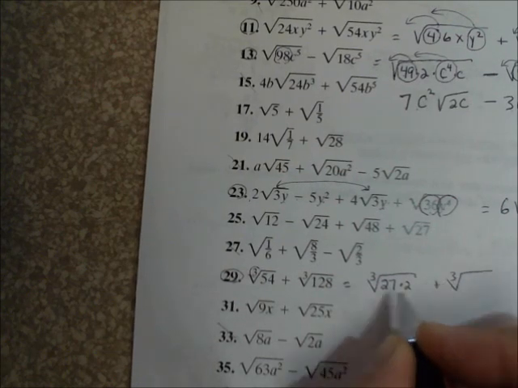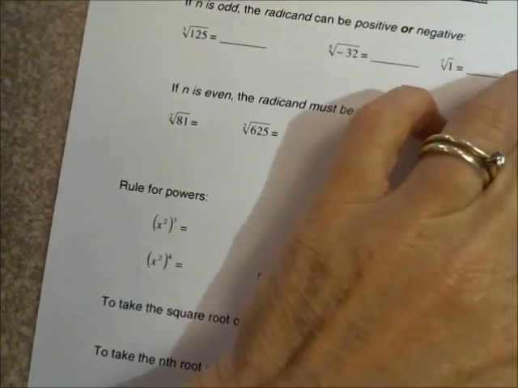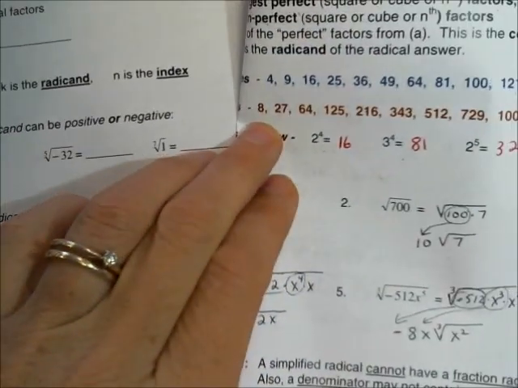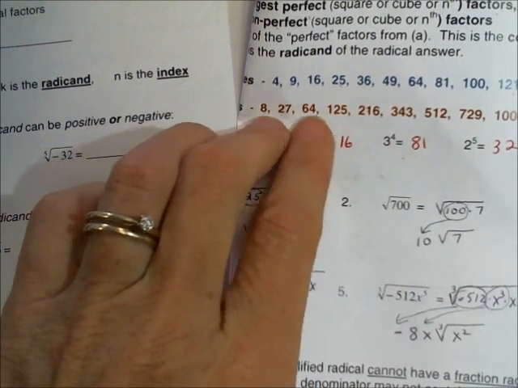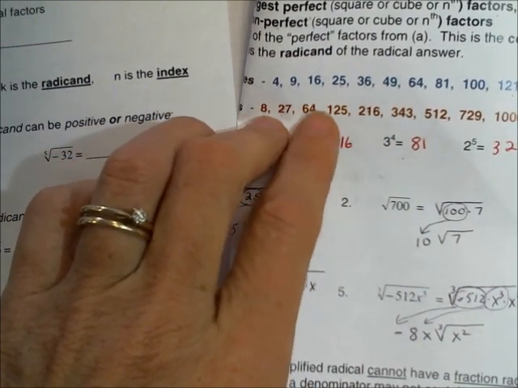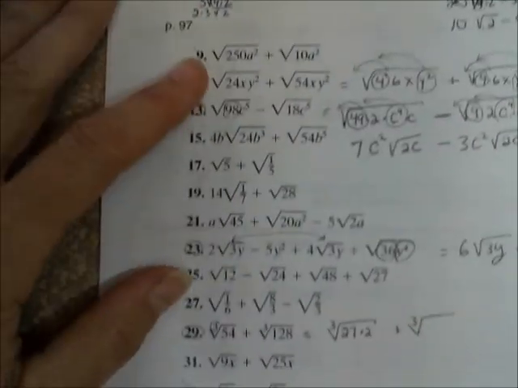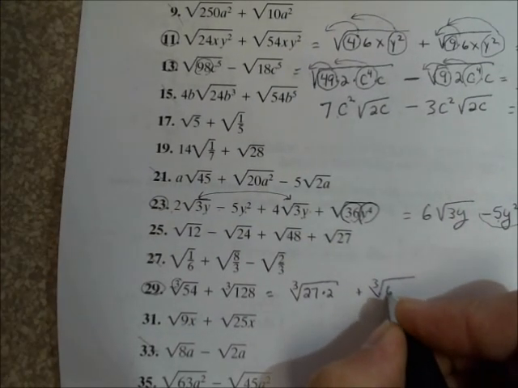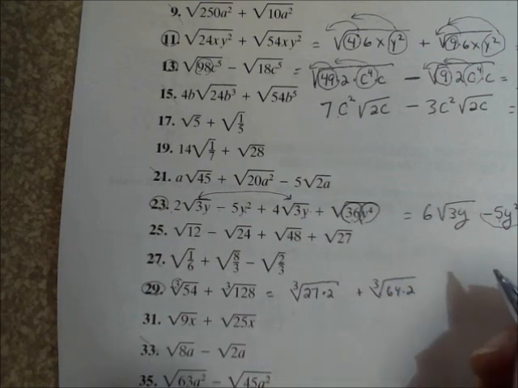Now what else do we have? 128. Well, if we look on this list over here, which one of these numbers on the perfect cube list goes into 128? Well, 64 does. So I'm going to write 128 is 64 times 2.